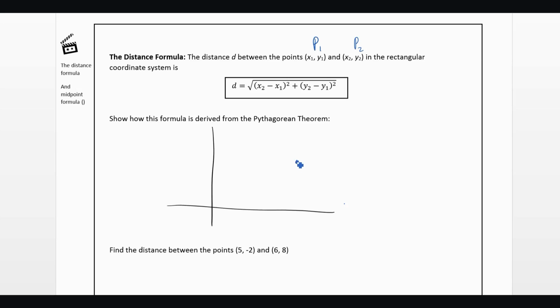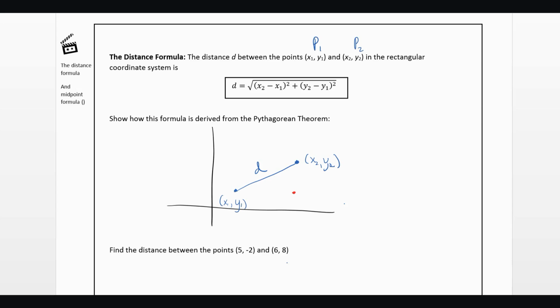if this is our point right here, that's one point, and our other point, let's say, is right here. So if this is x1, y1, and this is x2, y2, then what we're actually looking for is this distance between them. Now to find this formula, we're going to add this point on the graph.